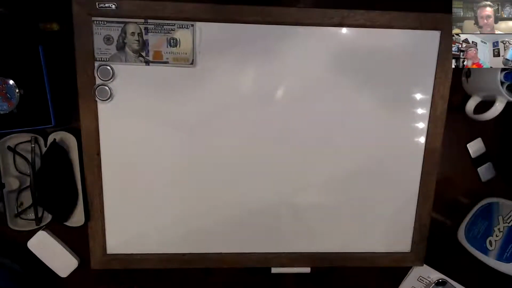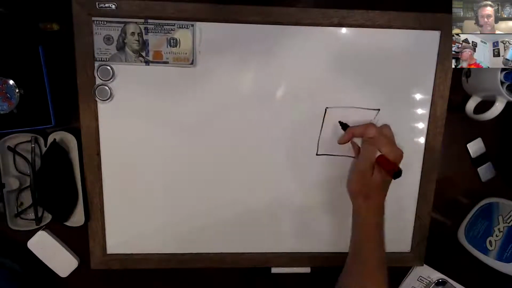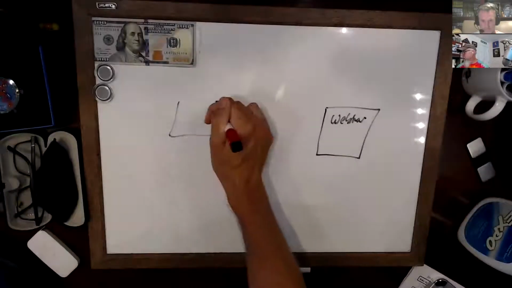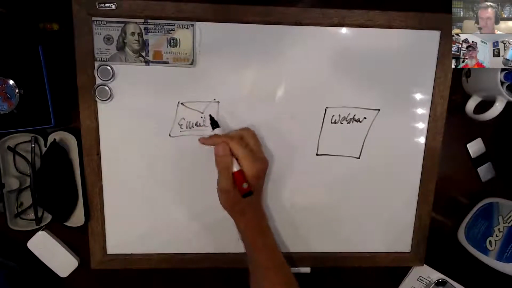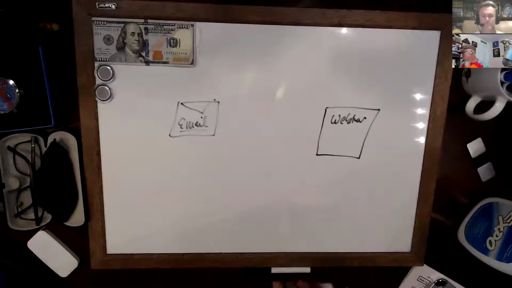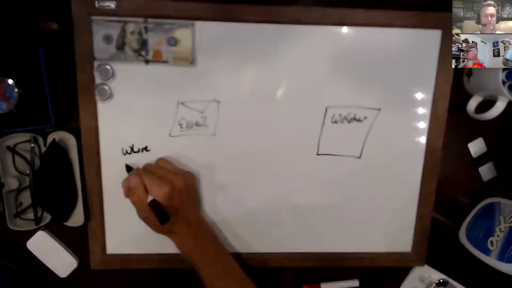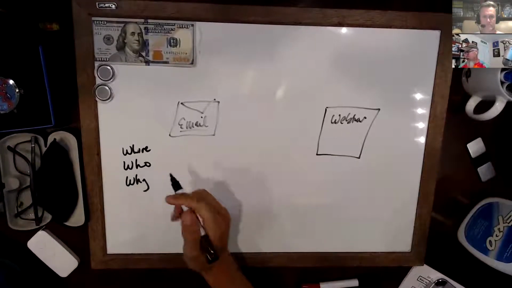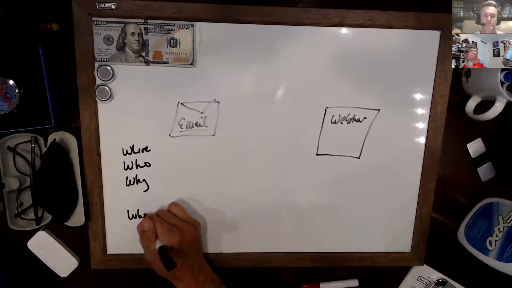So let's come over here to my amazing whiteboard, and I'm going to explain. What you have is you want your webinar promoted, and you got somebody over here who's got an email list. Now, here's the problem. You have no idea where these people came from. You have no idea who they are. You have no idea why they signed up for the list, and they have no idea who you are.